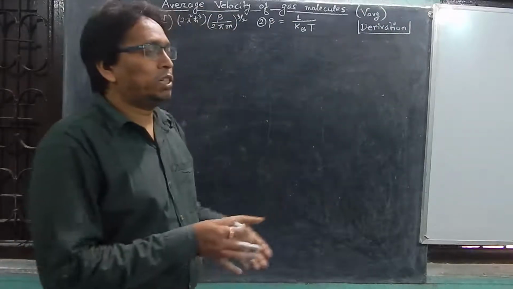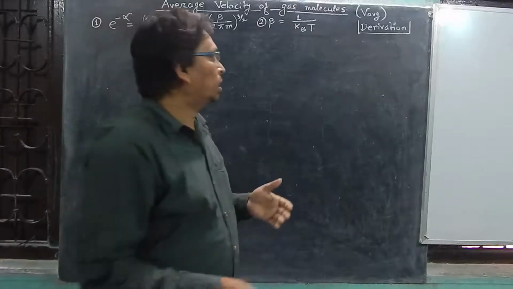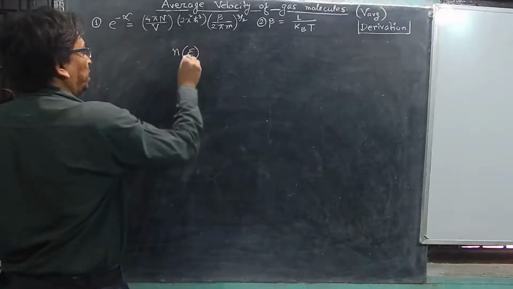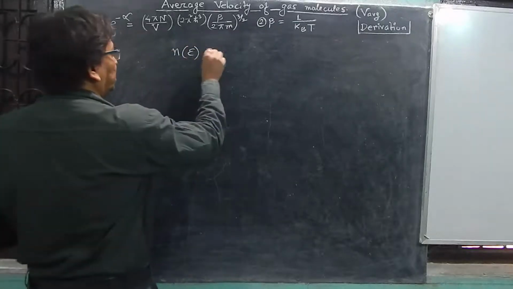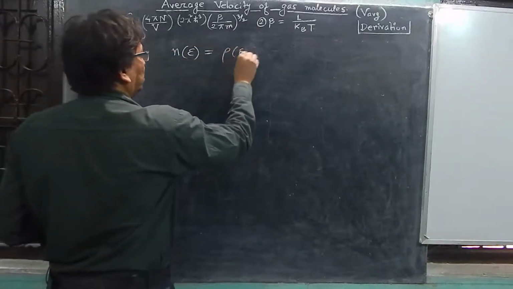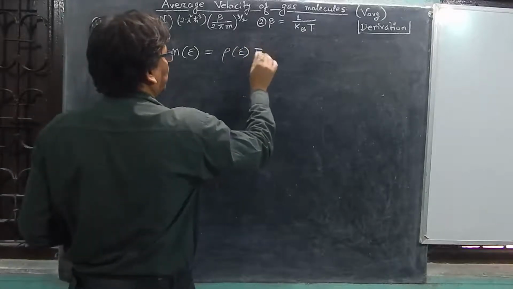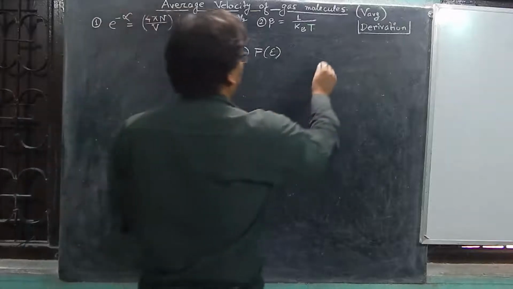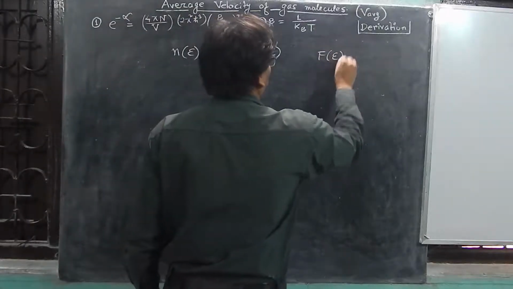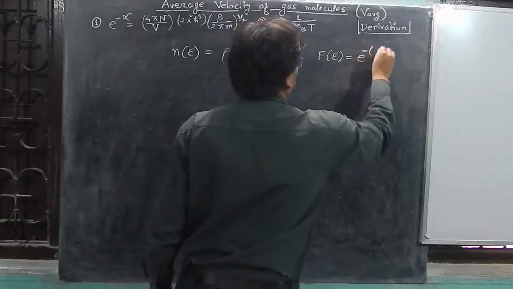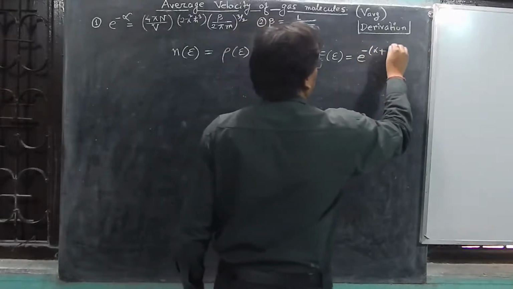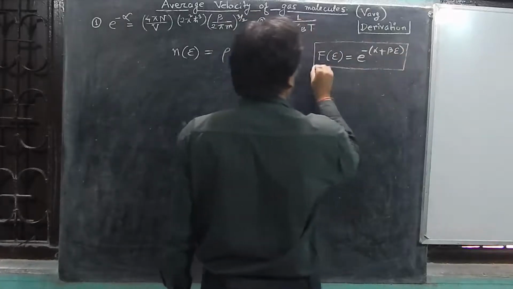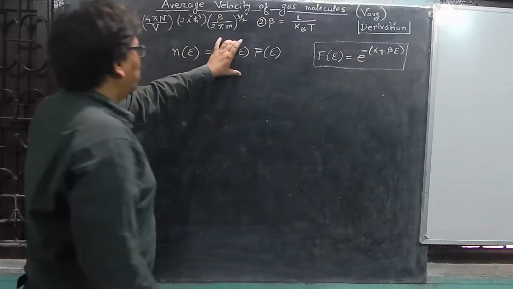Now the concern is we have to find the average velocity. So if we say some number of particles having energy E, this can be written as the energy space of the particles times the occupancy function, f of epsilon, which is equal to e to the power minus alpha plus beta epsilon. This is called the occupancy function, so we know the value of this.